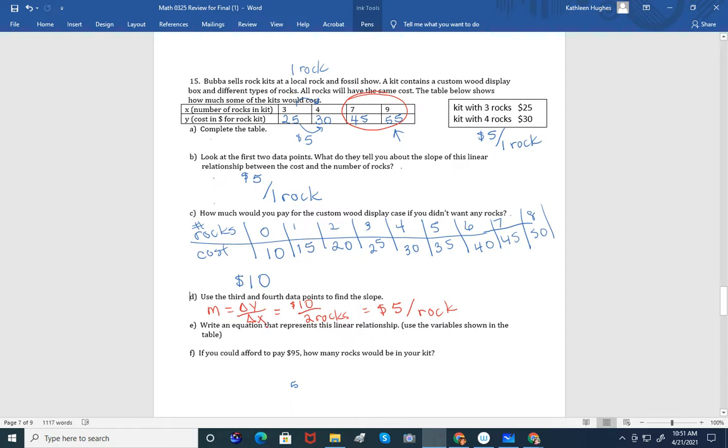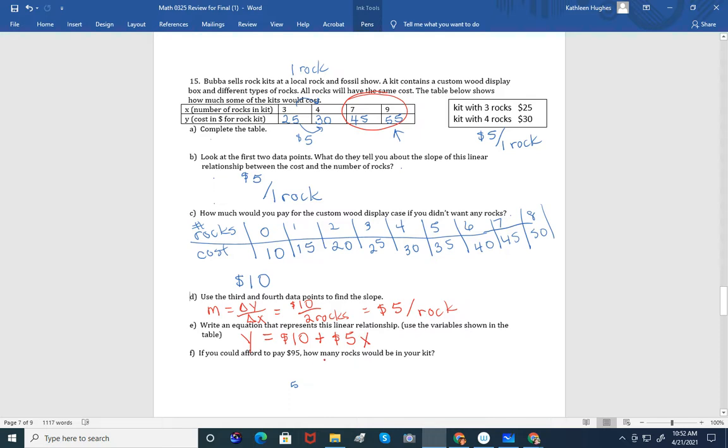It says write an equation that represents this linear relationship. All right, this linear relationship tells you that the cost, which is y, is equal to, first you pay for the display case, which is $10, plus then you pay for the number of rocks. The rocks are $5 each, so $5 times x. X is the number of rocks.